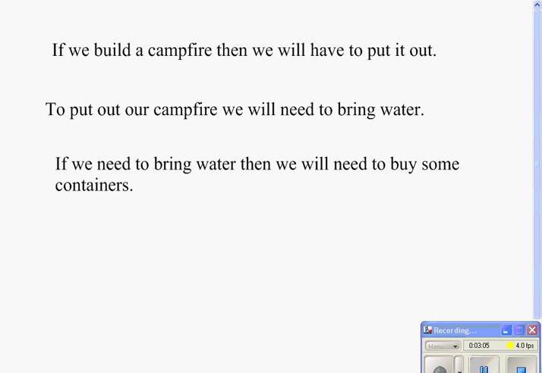So we've got some overlapping that's going on. If we build a campfire, then we'll have to put it out. We can cross off because we're talking about putting out the campfire in the beginning of the next sentence. And then, looking at the middle sentence and the last sentence, we see that bringing water is what we end the middle sentence with, and we're starting the third sentence with bringing water. So with all those links crossed off, linked up, our final answer would become, if we build a campfire, then we will need to buy some containers.